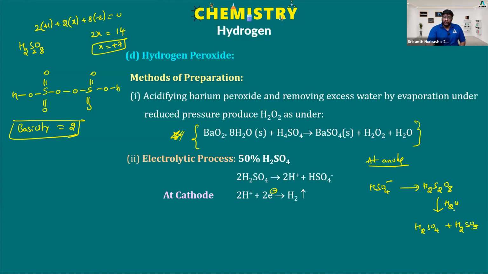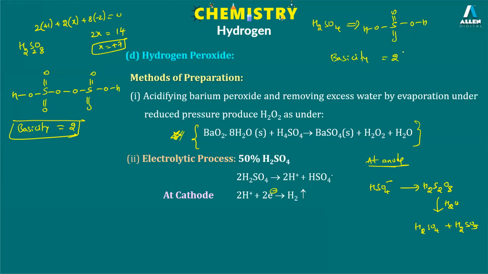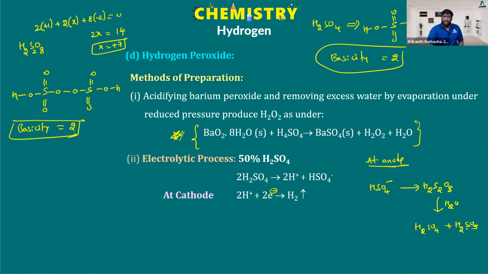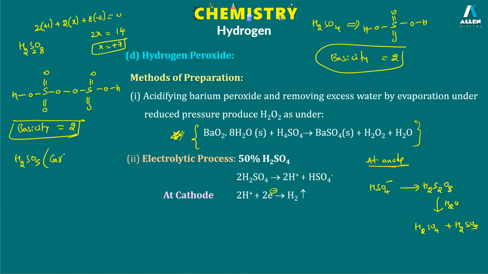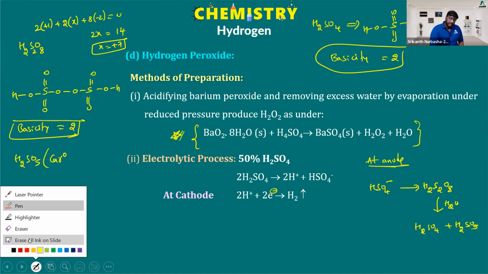H2S2O8 upon treatment with water forms sulfuric acid. Sulfuric acid, what is the structure? H2SO4. S double bond O, S double bond O, OH and OH. What is the basicity of sulfuric acid again? 2. Again 2. Along with sulfuric acid, we form H2SO5. What is H2SO5 called as? Caro's acid. Caro's acid. What is H2S2O8 also called as? Marshall's acid.